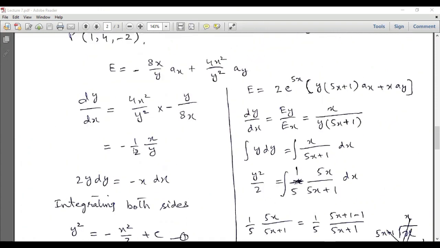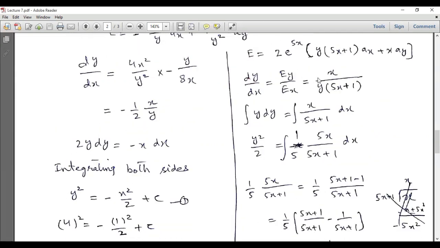So in the second part of this example, we are given a different electric field vector, and E is equal to 2 e raised to power 5x, y times 5x plus 1 ax plus x ay. So here dy over dx is equal to ey over ex, and it will be equal to this y component divided by this x component, and we can gather all the y terms at the left side and all the x terms at the right side. So the integral of y dy is equal to the integral of x over 5x plus 1 dx.